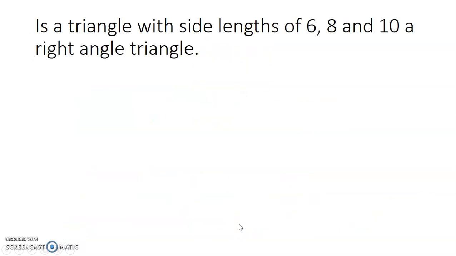Is a triangle with side lengths of 6, 8, and 10 a right angle triangle? For a right angle triangle to exist, it means it follows Pythagoras' theorem. So with this, A and B don't matter, but your hypotenuse, your longest side, has to be C, and in this case, the biggest number is 10. So if that goes into a triangle, if we want to see if it works, C squared is equal to, not plus, A squared plus B squared.